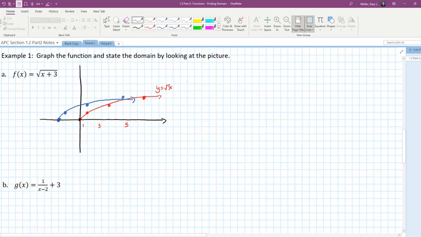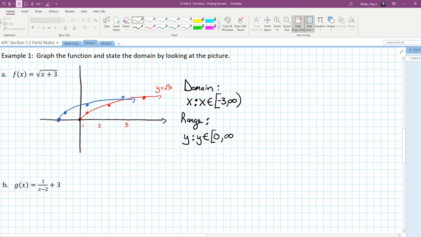So my domain are all of the x values such that we're talking about the ones that belong to the group starting at and including negative 3 and going forever. And when we talk about the range actually doesn't change. It shifts over left and right, so the previous range is still appropriate, which is hopefully obvious. We're talking about the y's that start at 0 and include 0 and grow forever.